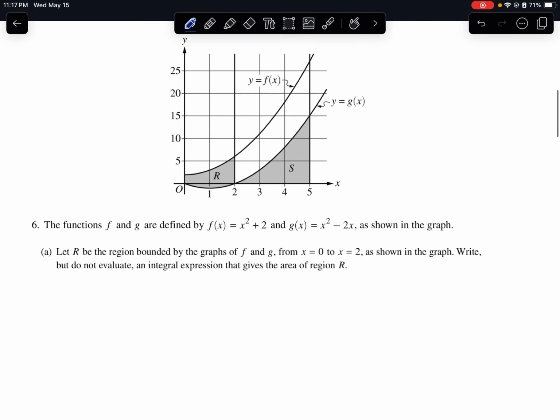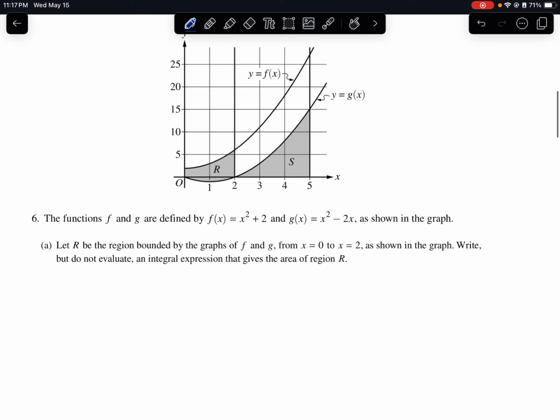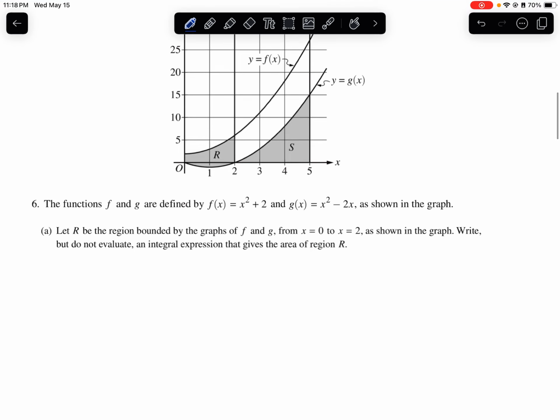Question number 6 for the AP Calculus AB 2024. Looks like a fun one. So the functions f and g are defined as given, and they're shown in the graph here. We got f here, we got g here. And R is the region bounded by the graphs of f and g from x equals 0 to 2, as shown in the graph. Write but do not evaluate an integral expression that gives the area of the region R.